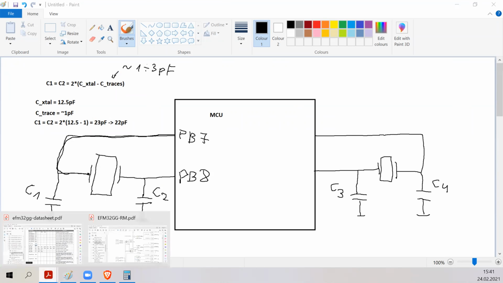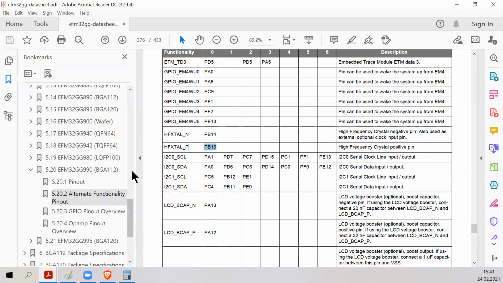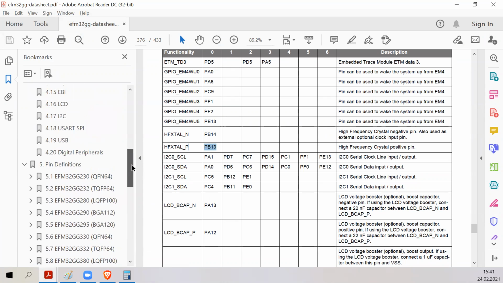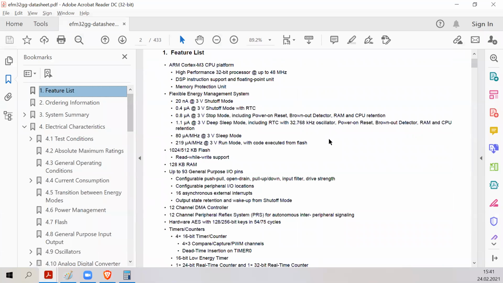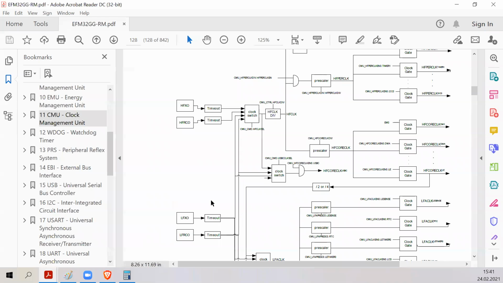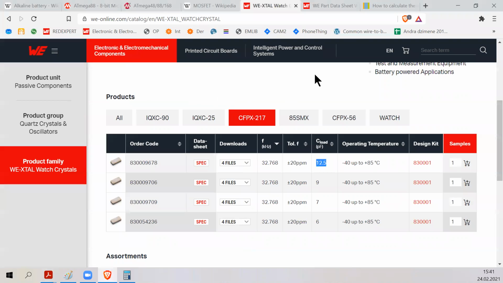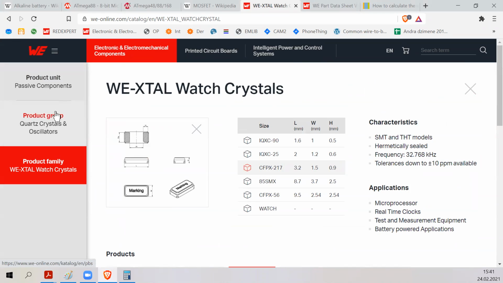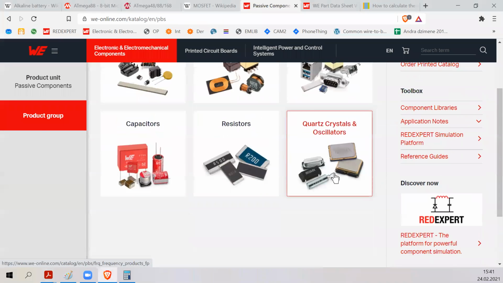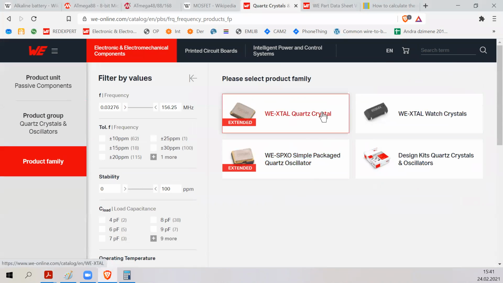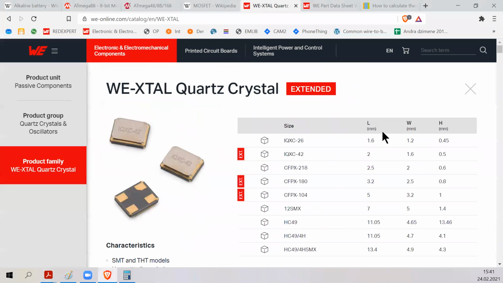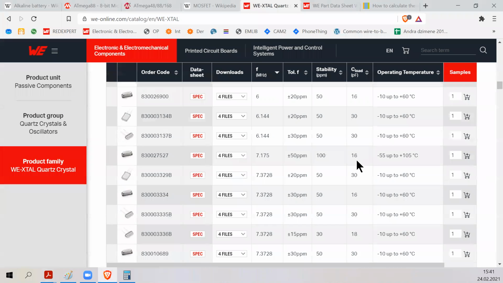And let's just select, so in this data sheet, I checked out that the maximum frequency is 48 megahertz. I think it's also written in the beginning. Here you can see Cortex M3 CPU up to 48 megahertz. So you need a 48 megahertz crystal. So let's just check out again here. Quartz crystal here and 48 megahertz.